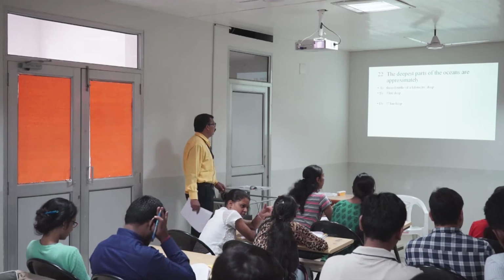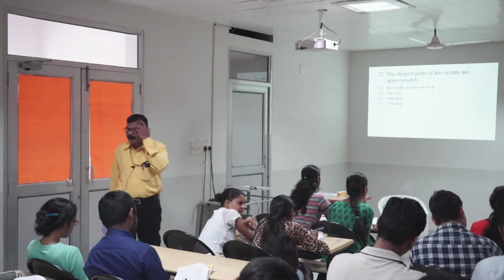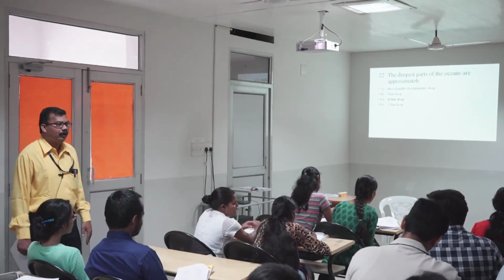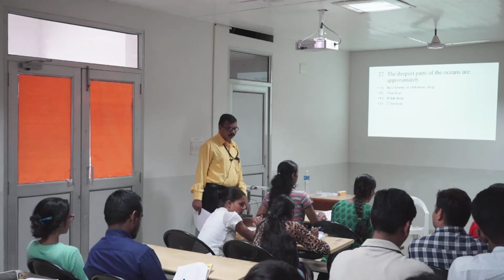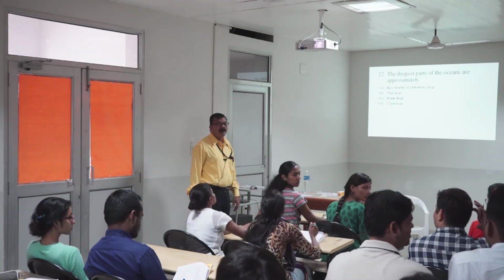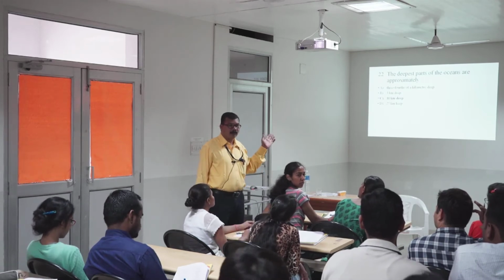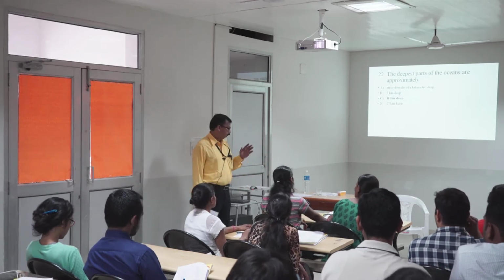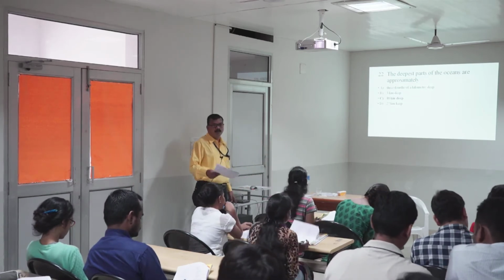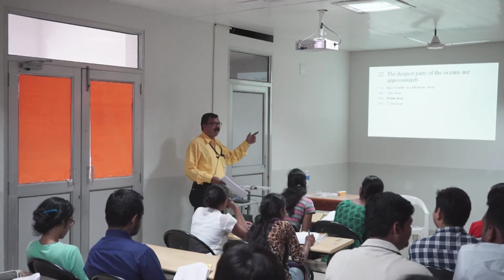The deepest part of the oceans is approximately 11 kilometers. It is reported the maximum depth of the ocean is 11 kilometers deep, maximum. That is approximately 11 kilometers, or 11,000 meters. In meters the figure looks big, so it is easy to remember; this is in kilometers.